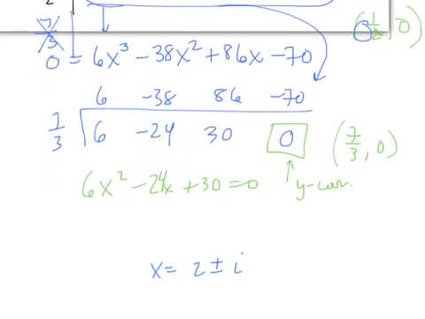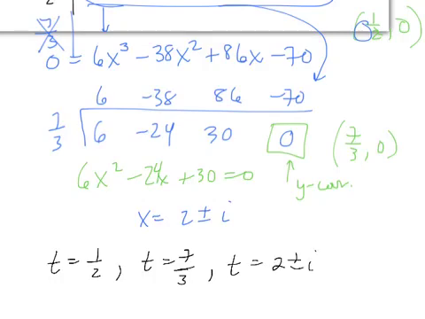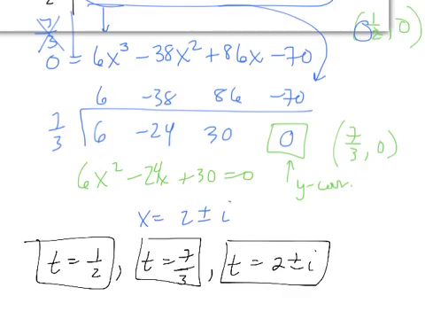But I do have my 4 roots now. I've got t equals 1/2 as the first answer. t equals 7/3 as the second answer. Then I've got these imaginary roots. t equals 2 plus or minus i. So there's 2 roots here, really. There's one here and one here. So 4 roots because it was x or t to the 4th power in the original function.